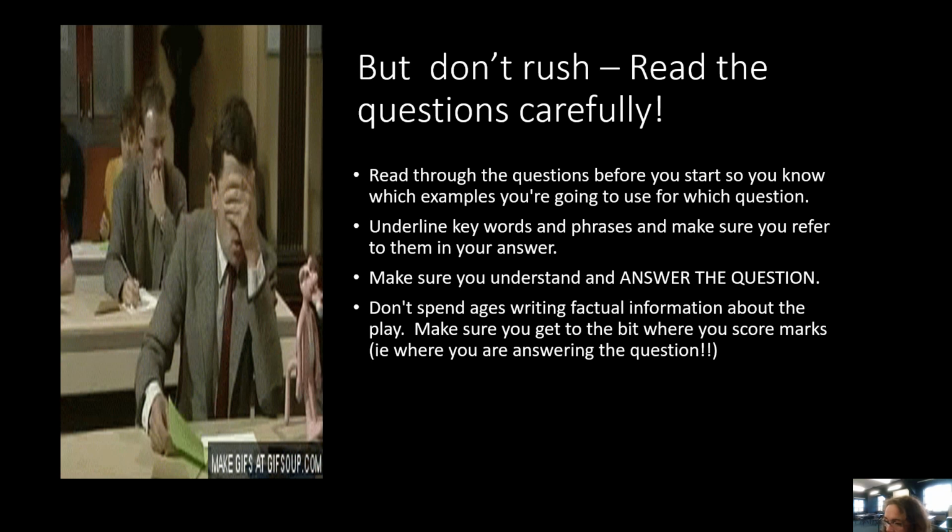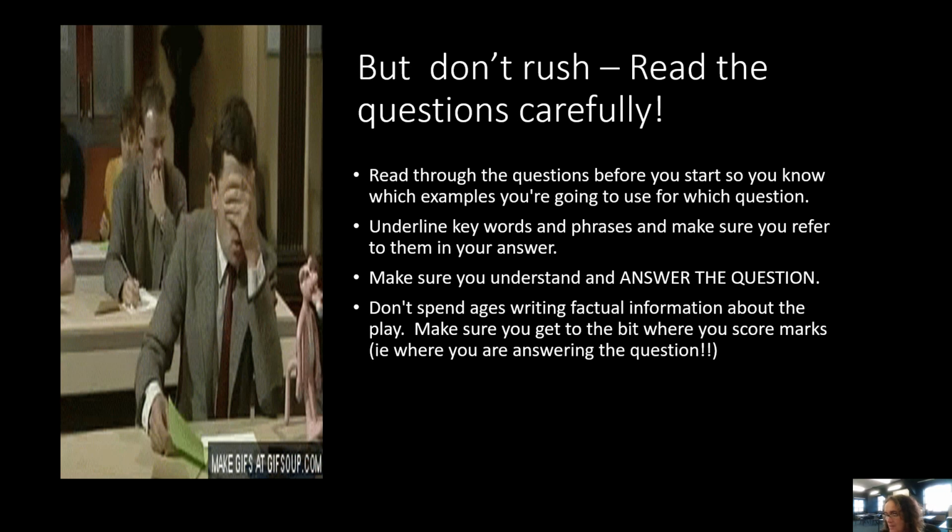So you might decide, right, for this question, I'm going to use the restaurant scene in Find Me, and for the next question, I'm going to use the swimming pool scene. Okay, so you're using different examples and showing your knowledge of the play, okay? When you're reading the questions, underline the key words and phrases, and this will help you identify what they're asking for. So when you refer back to them in your answer, you know that you're actually answering the question, okay?